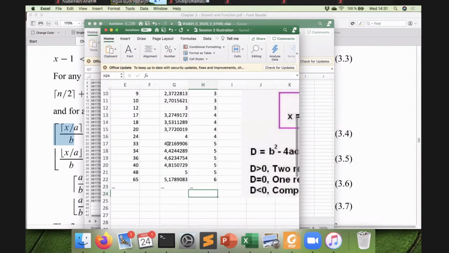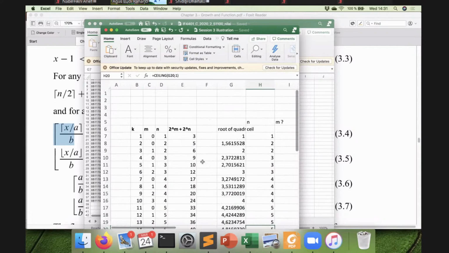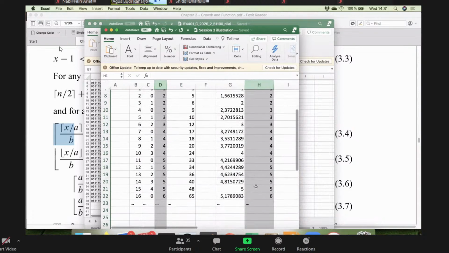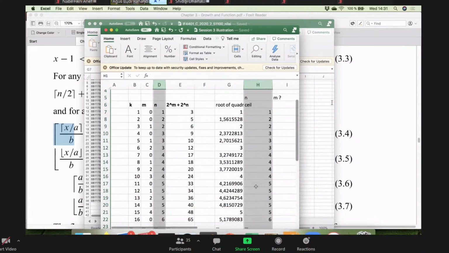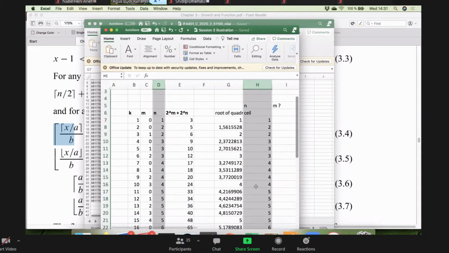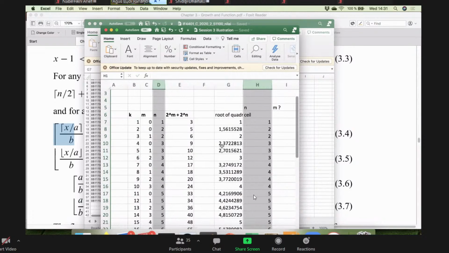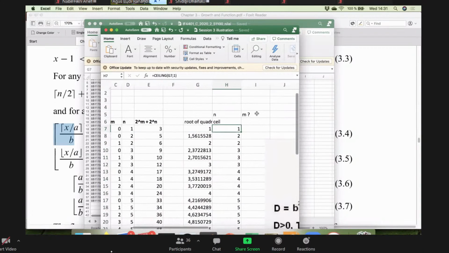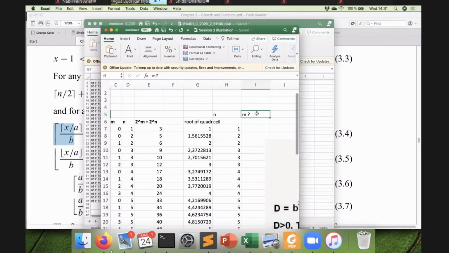So the ceiling of 4.2 is 5, 4.4, etc. And we'll compare over here. So it has the same value. You see this one and this one. That's how you get n. Is it clear for you? I think it's easy to implement in source code. Well, for m, I will leave it to you.